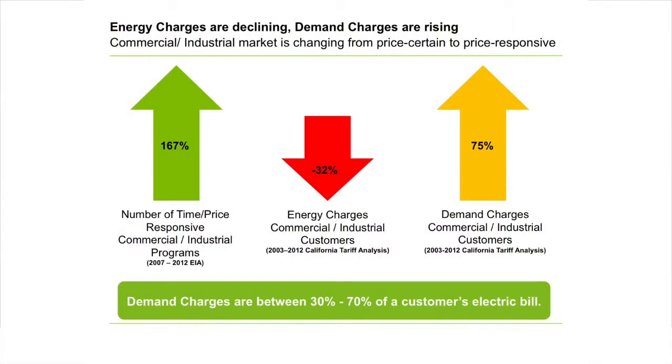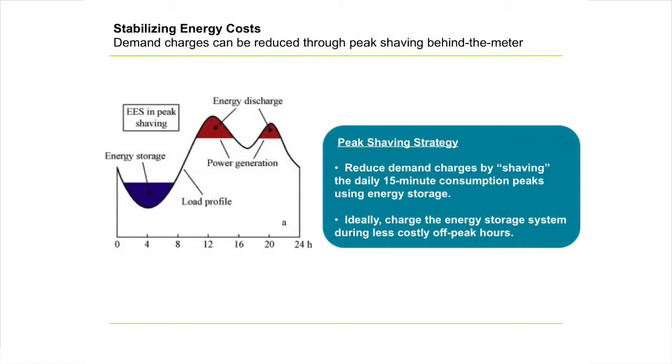A well-run building can have 30 to 70% of their electric bill each month based on demand charges. So it's not how much you're consuming, it's how peaky your load is that's important in these things. So how do you get rid of the peakiness? How would you want to stabilize your energy consumption? There's actually an easy way to do this.